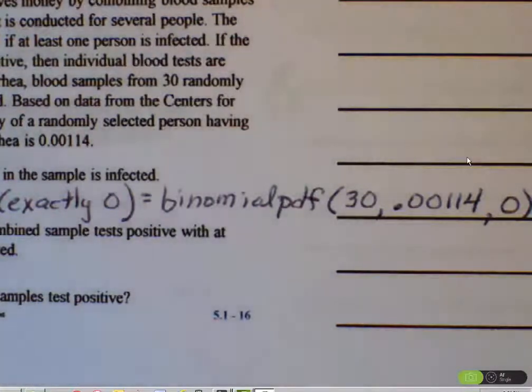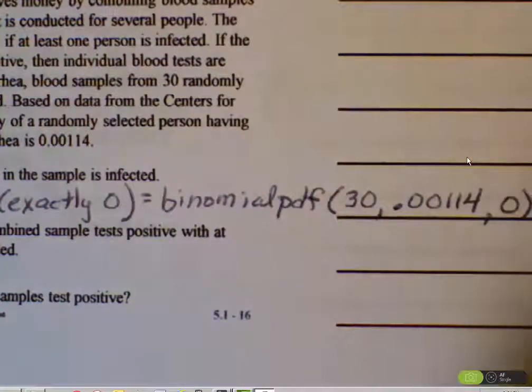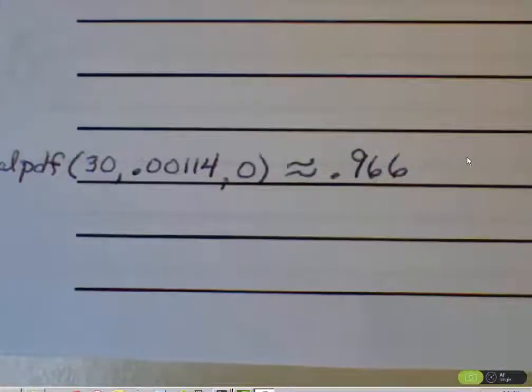I got that to be about 0.966. That means about 97% of the time, the whole batch comes back testing negative, which means no one in that group has gonorrhea, and the lab has just saved a lot of money by conducting only one test instead of 30 tests.